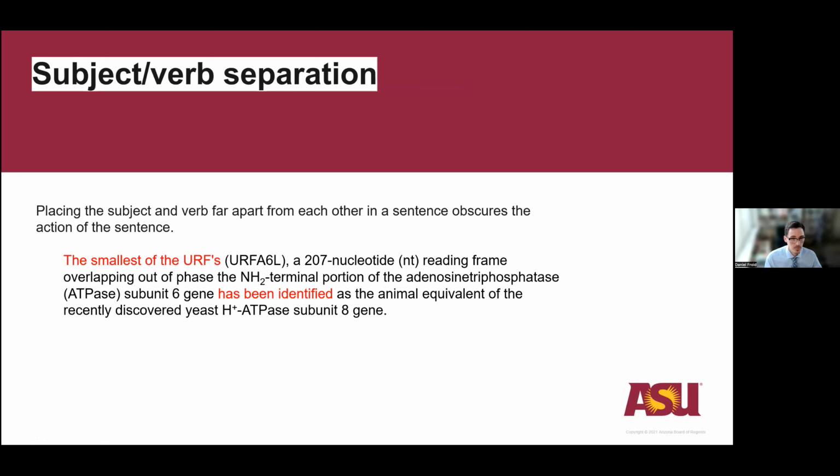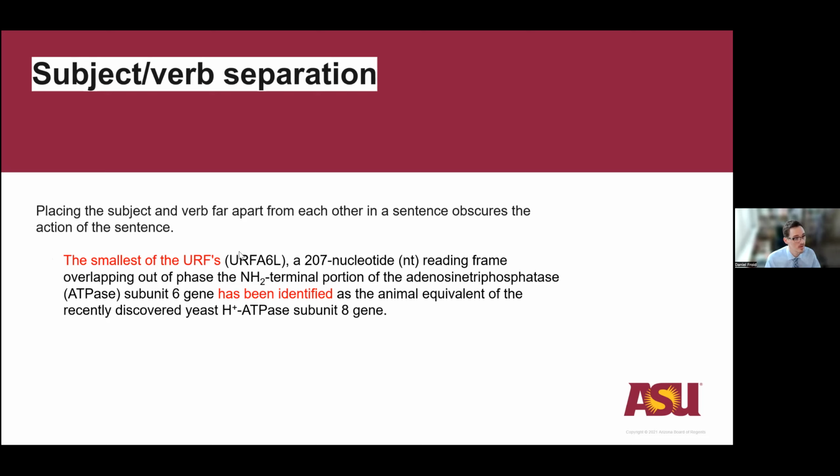So I want to show you an example sentence, and this is a sentence that has multiple issues, but one of them is that the subject and the verb are very far away. So first, the subject here, the smallest of the URFs. This is kind of a difficult subject to identify because it's not one thing, right? It's a whole phrase. The smallest of the URFs, URF-A6L, a 207 nucleotide reading frame overlapping out of phase, the NHC.